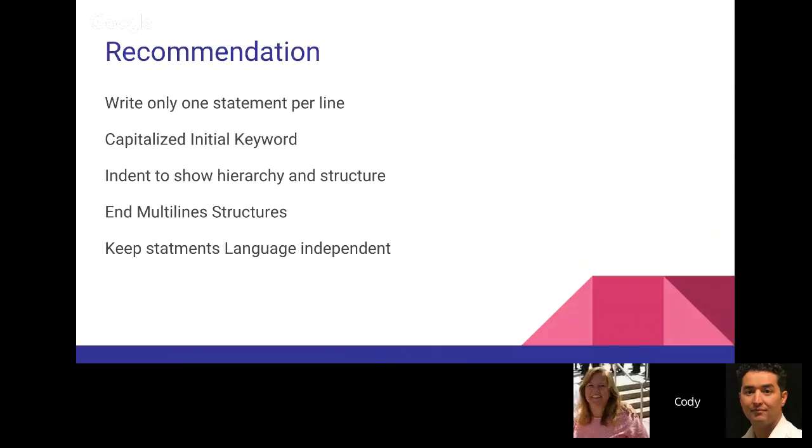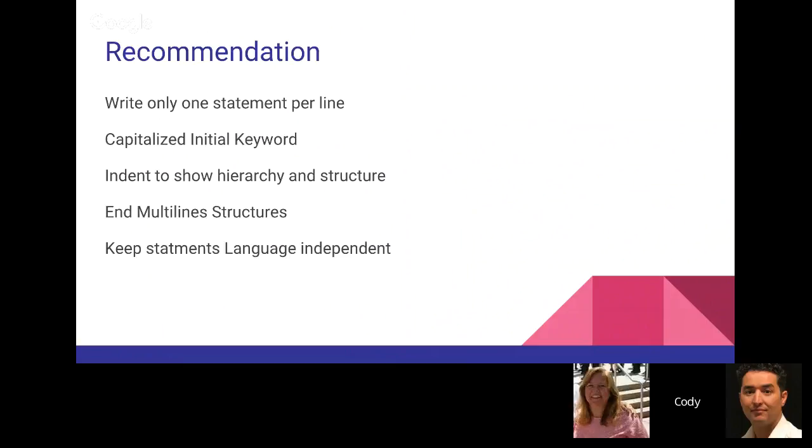So as we start writing pseudocode, pseudocode is linear. It needs to be written with only one statement per line. It has to have capitalized initial keywords. It needs to be indented to show hierarchy and structure. And multi-line structure, like any computer programming language, it needs to be read as a computer is going to execute it, from the beginning to the end of each process.